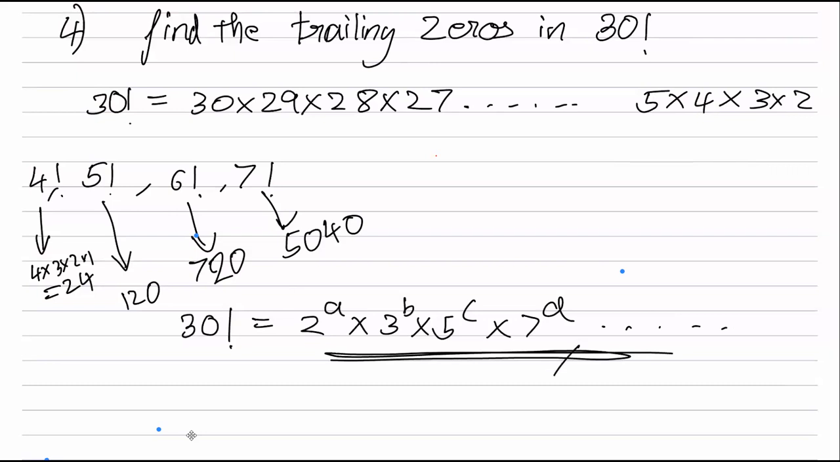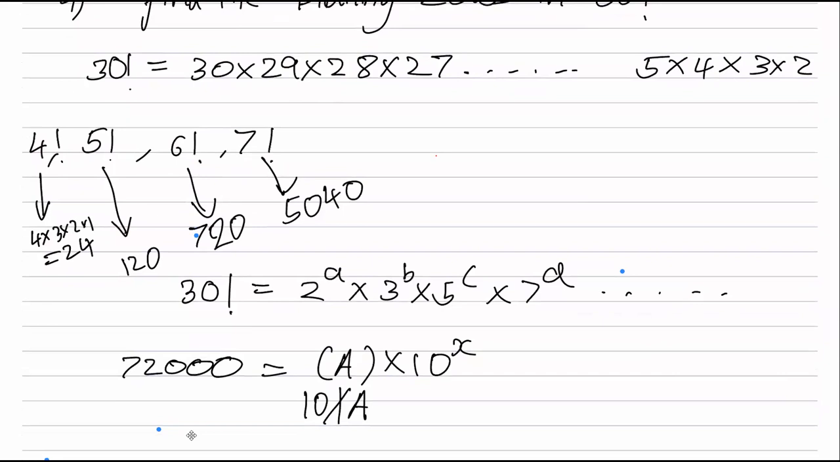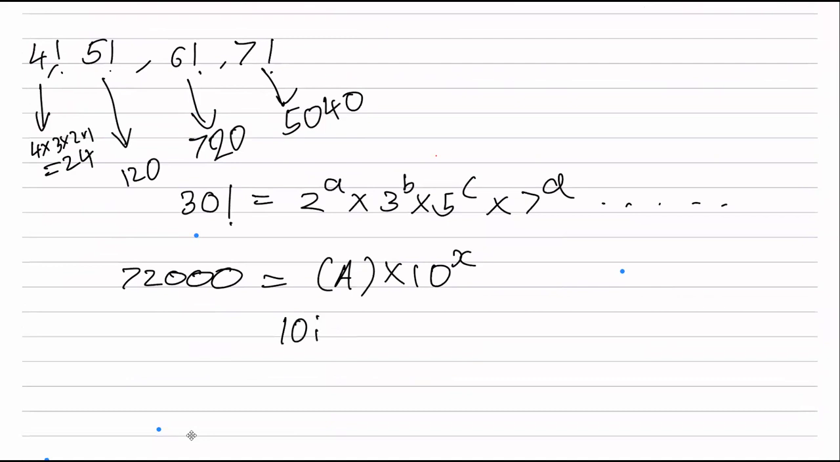Okay. Now, what does trailing zero imply? Trailing zero means if I have a number 72000, this means this can be written as something which is not divisible by 5. A. 10 does not divide A, multiplied by 10 to the power x, where x is some integer. Okay. Another way I mean is 10 is not a factor of A.